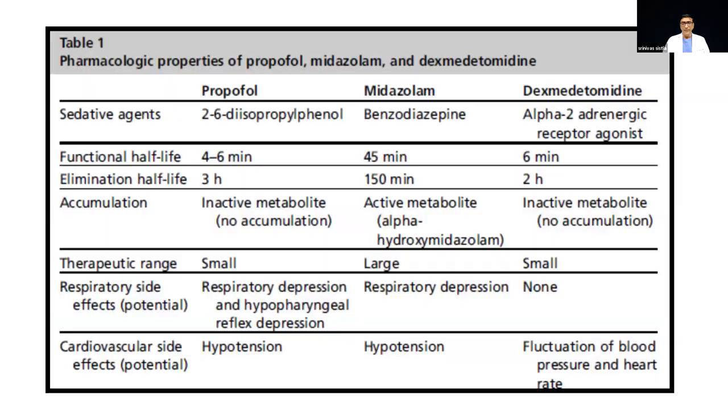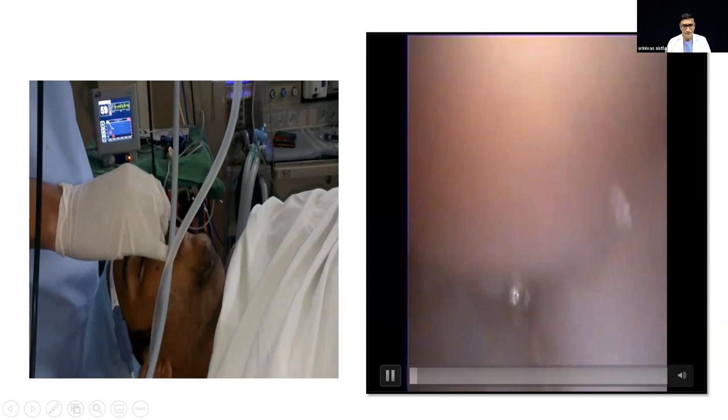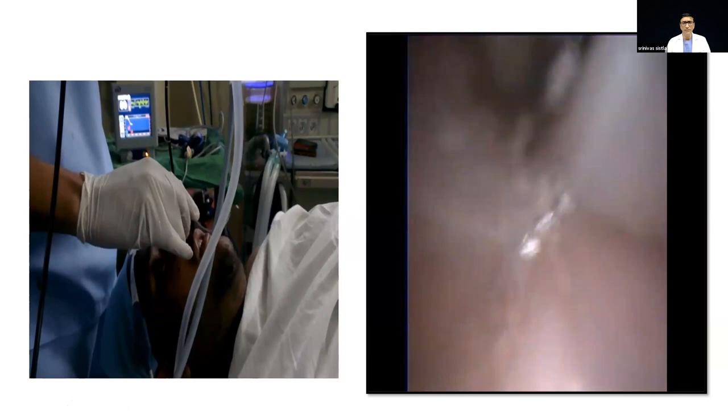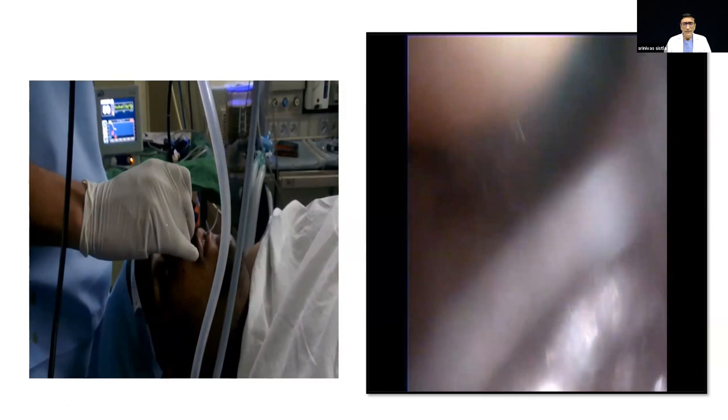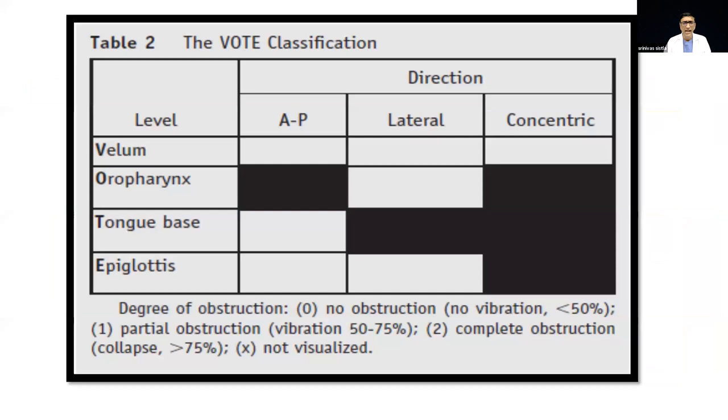Now, this is a chart to basically show each one of them and how pharmacologically they work. And this is a small clip to show you how a drug-induced sleep endoscopy is performed. I'm sure most of you who have seen any of our lectures from the group must have seen how this looks. What we do is we classify the outcome in the form of a classification called the VOTE classification, wherein we talk about velum obstruction, oropharyngeal obstruction, tongue-based obstruction, and epiglottic obstruction. And we score it in this form, whether there is no obstruction or there is partial obstruction or complete obstruction.